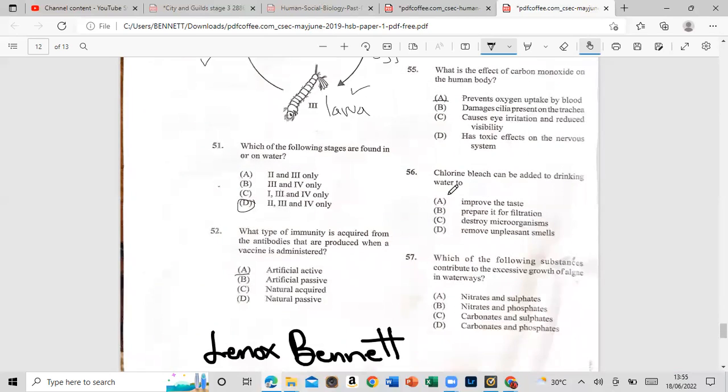56, chlorine bleach can be added to water to A, improve taste, B, aid infiltration, C, destroy microorganisms, or D, remove unpleasant smell. And that is C, destroy microorganisms.